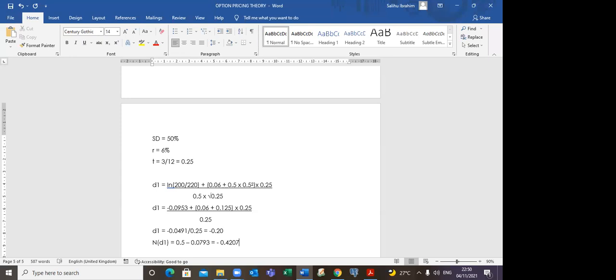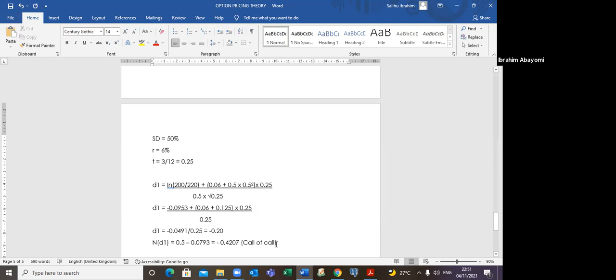That is N(D1). And this is what we call delta of a call. If you want to get the delta, you must know N(D1). If you need something from delta, you have to get to N(D1) first. So if you want to delta hedge, you must know delta.